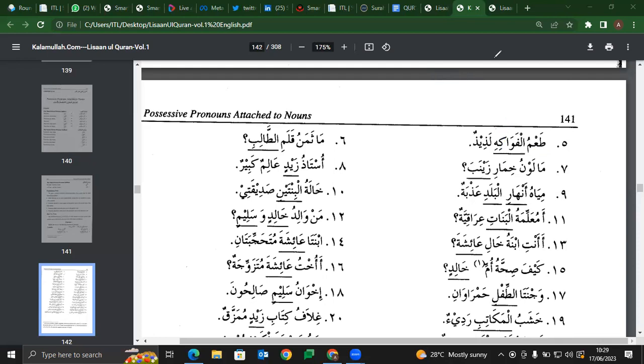Okay, what does al-fawaki mean? Fruit. Okay. So ta'amul fawakihi lazizun. So it is again hadir? No, I mean ghaib. Yeah, it is ghaib. So it will be ta'amuhu?